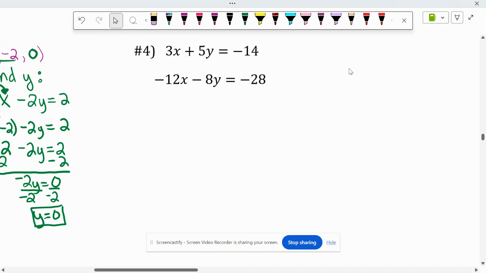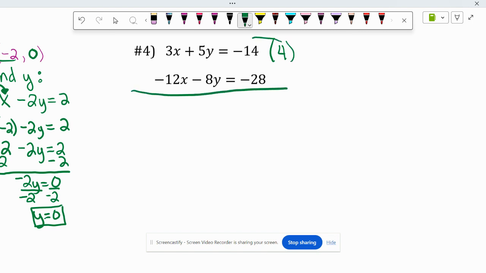Okay, let's look at this one. What do you think would be the easiest thing to do to get rid of one of the variables? What could we do to get rid of one of the variables? What do you think? Yeah, I think that we could multiply the top equation by 4 and we'd be done with it. I think that's an awesome idea. So let's see. 4 times 3x is 12x. 4 times 5y, 20y. And 4 times negative 14 is negative 56.